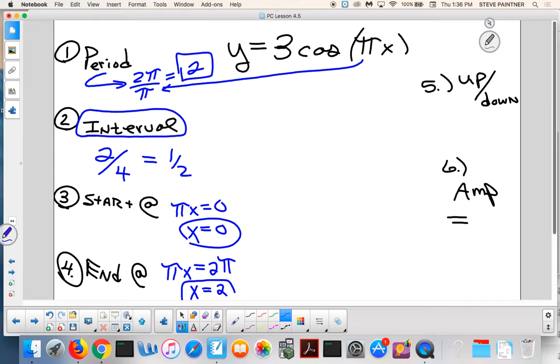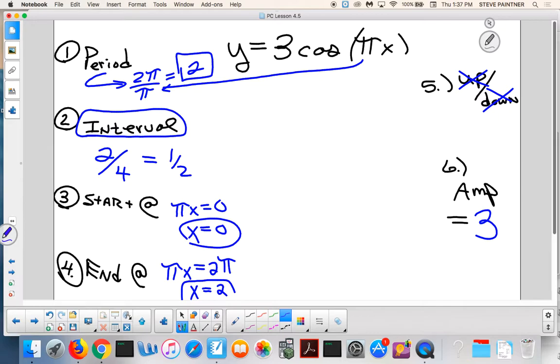I mean, there's 2 ways to think of it. Up or down? What does this do? Yeah, it's not going to go up, it's not going to go down. There's no plus D. Guess what? You're not going up, you're not going down. Okay, what's your amplitude? 3. There it is. There, you got everything on paper.